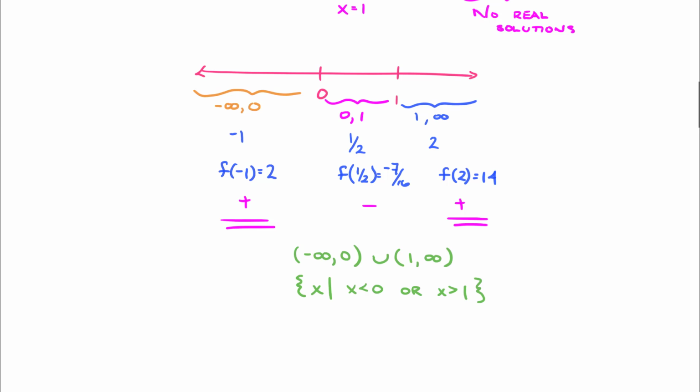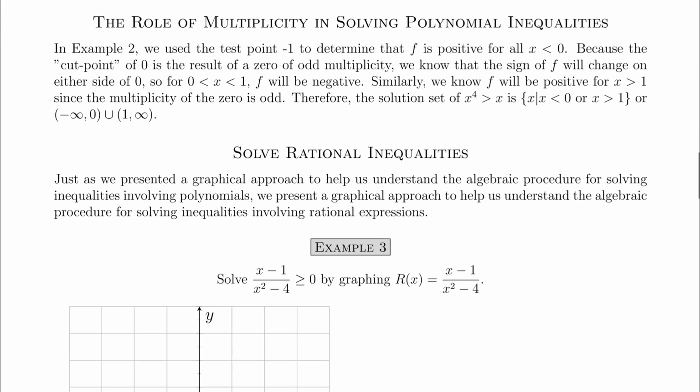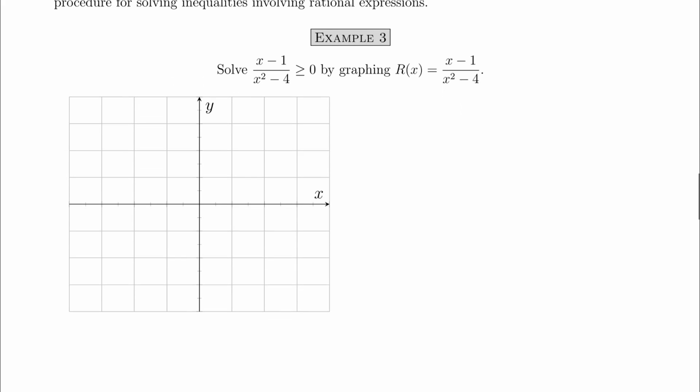Graphically, we're going to do the same thing. Essentially, we're going to be dividing the graph up into intervals based on the vertical asymptotes of the function. Once we find those intervals, we look at the graph and determine where it is above or below the x-axis. We're going to see that here in example 3. Example 3 says solve the inequality by graphing x minus 1 over x squared minus 4.